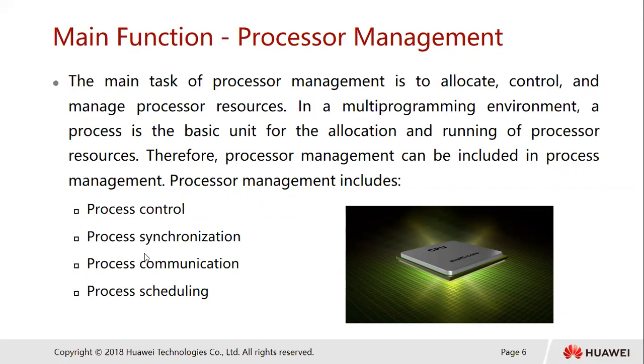And then we have process synchronization. This one deals with the processes that are executing concurrently and sharing the same data. Process communication has to do with data transmission between processes. And then we have process scheduling. Here, of course, memory or processor power has to be assigned to different processes. And that is done by a process known as process scheduling.